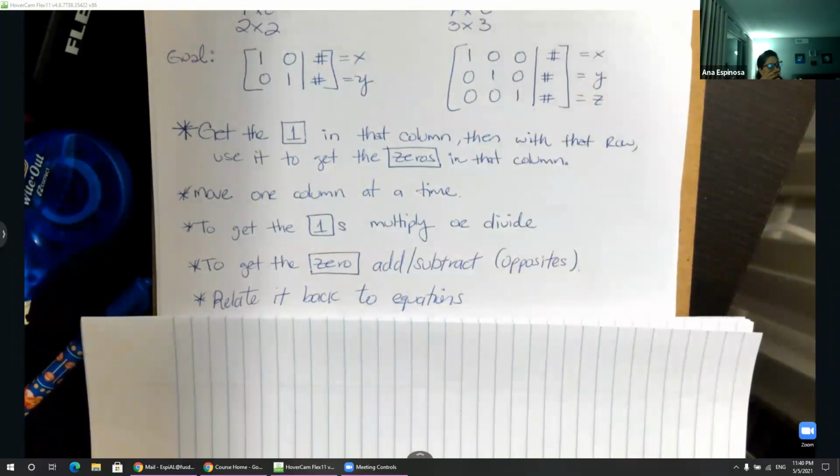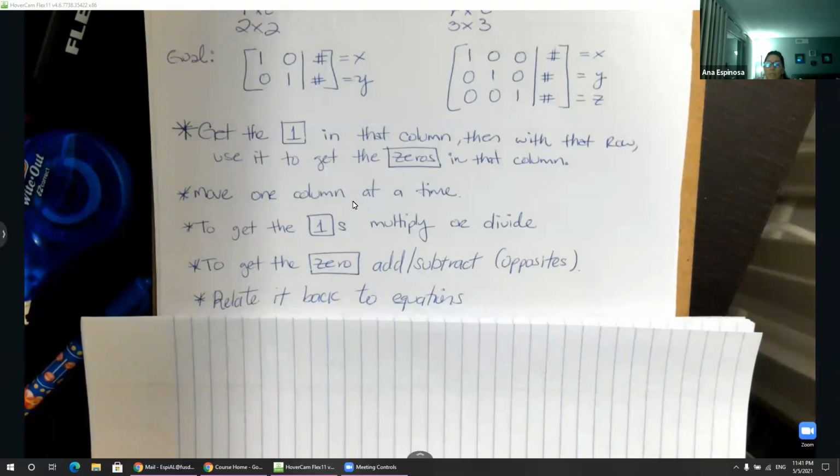Okay, how do we get 1s and 0s? Getting the 1s is the easiest thing. I already put here, get the 1 in that column, then with that row, use it to get the 0s in that column. That's everything that I just explained. The next thing is to move 1 column at a time. So once you're done with 1 column, then you move on to the next, and you move on to the next, okay? How do you get the 1s?